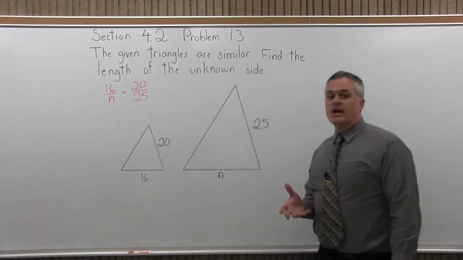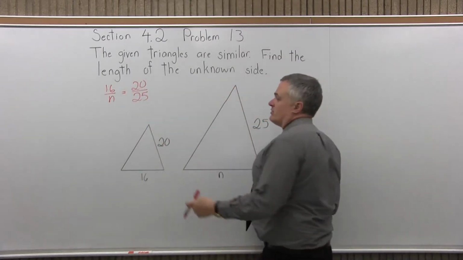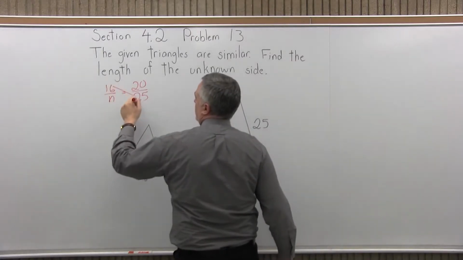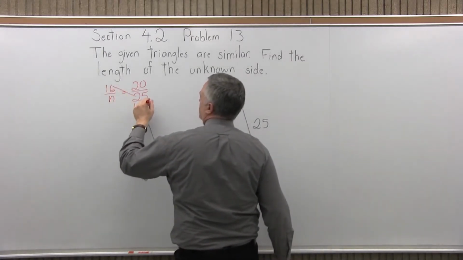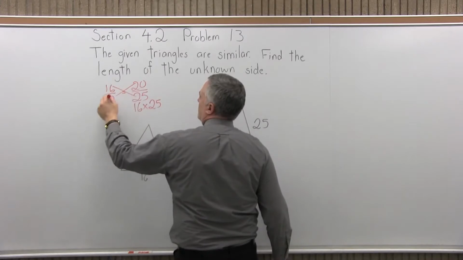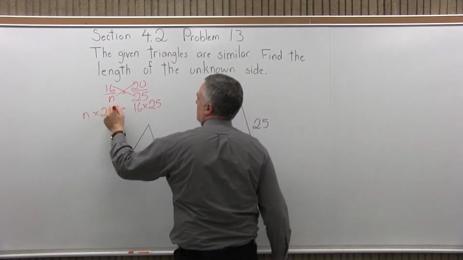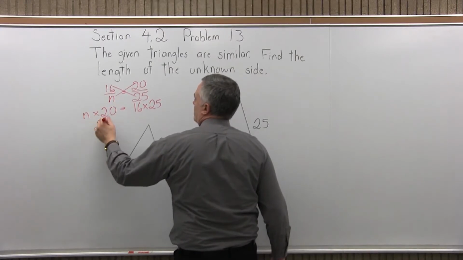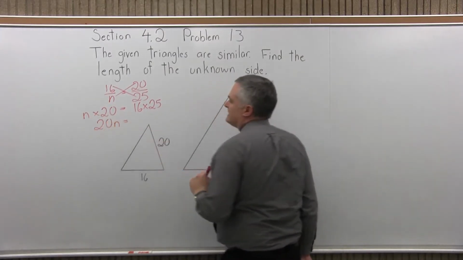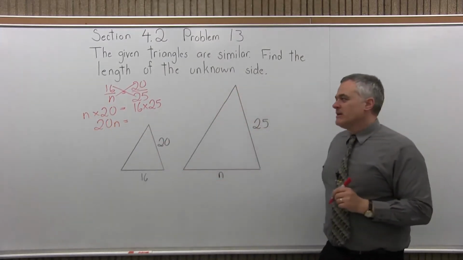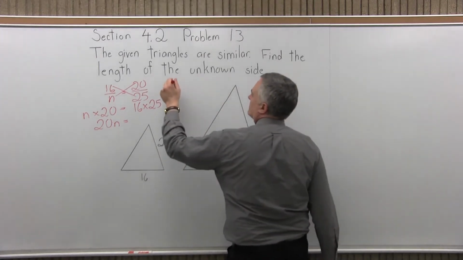So now when you have two fractions that are equal to each other, what you do is you cross multiply and divide. So one way, you're going to get 16 times 25, and the other way, n times 20, and those should be equal. N times 20, we can write 20n. 16 times 25 is fairly big. You might need to multiply that out the long way.